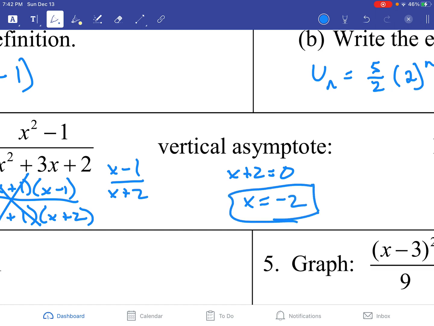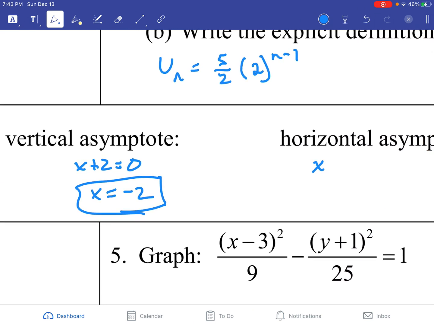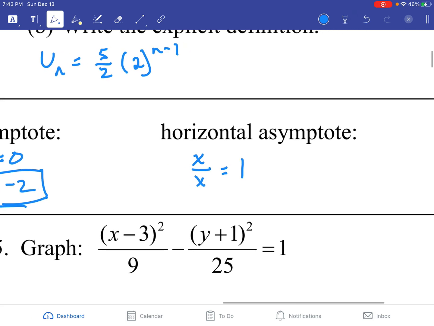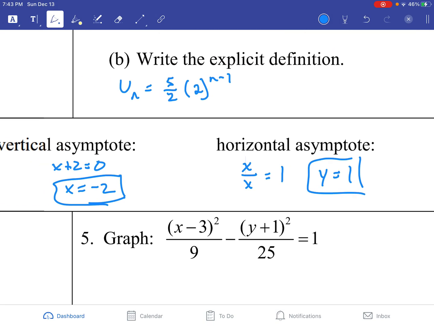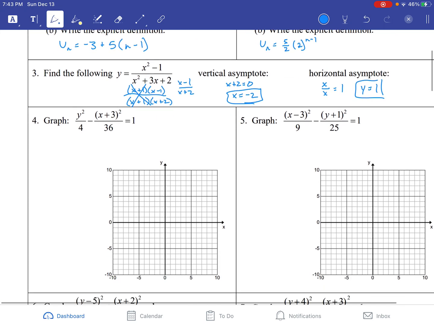That's our vertical asymptote. For the horizontal asymptote, we take the leading coefficients, which in this case is x over x, which gives us 1. So our horizontal asymptote is going to be y equals 1. That's it. That's all we're asking for this.